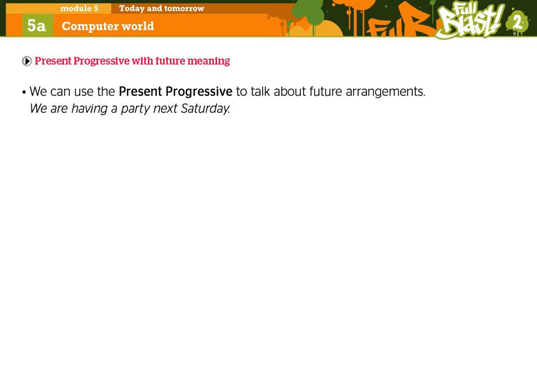We also have the present progressive with future meaning. We can use the present progressive to talk about a future arrangement: we are having a party next Saturday. So both the present progressive and the future going to are used to talk about future plans or future arrangements.